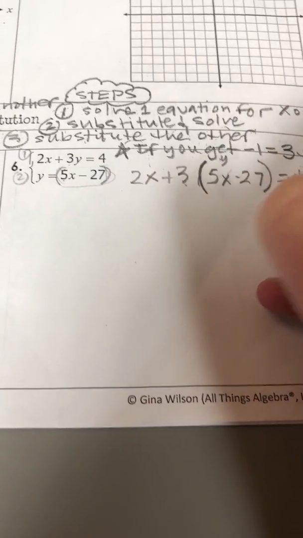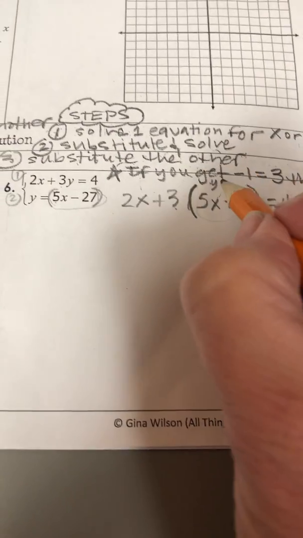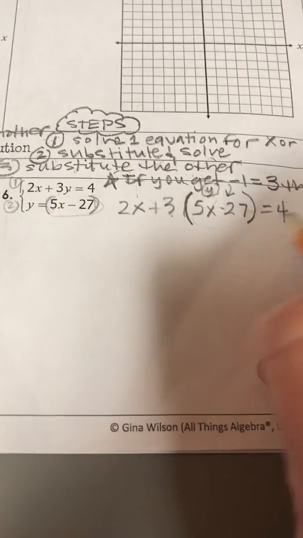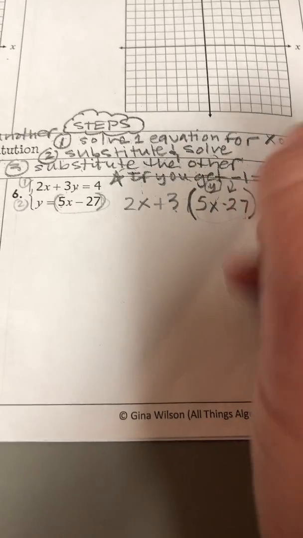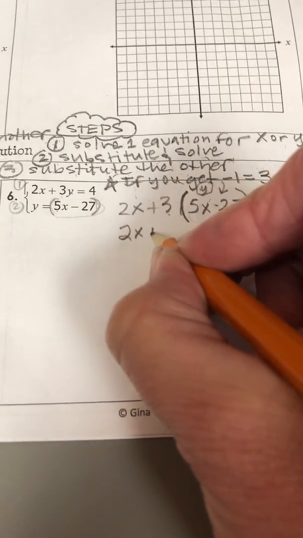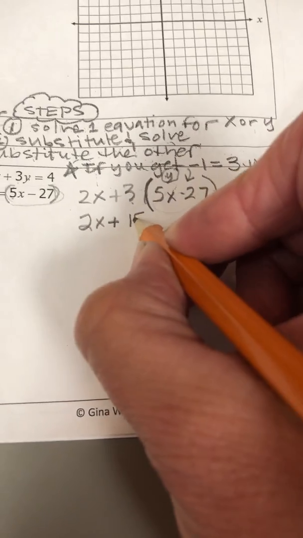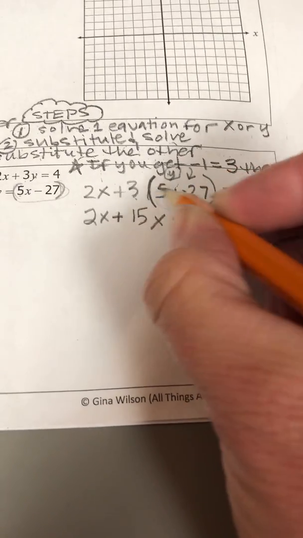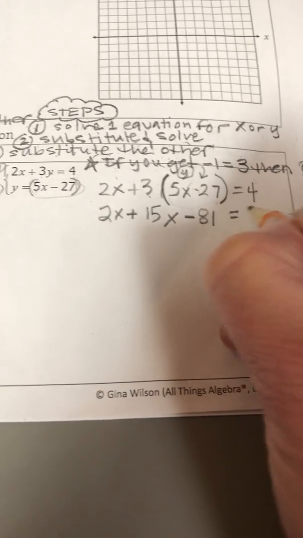This again is my y. I'm substituting this value for this y. Now at least I'm speaking the same language. I just have x variables, so now I can solve. My next step, 2x. Now I have to do my winking and smiling. So I'm going to distribute. I have 15x minus, because I'm multiplying 3 by negative 27, and that's 81, equals 4.